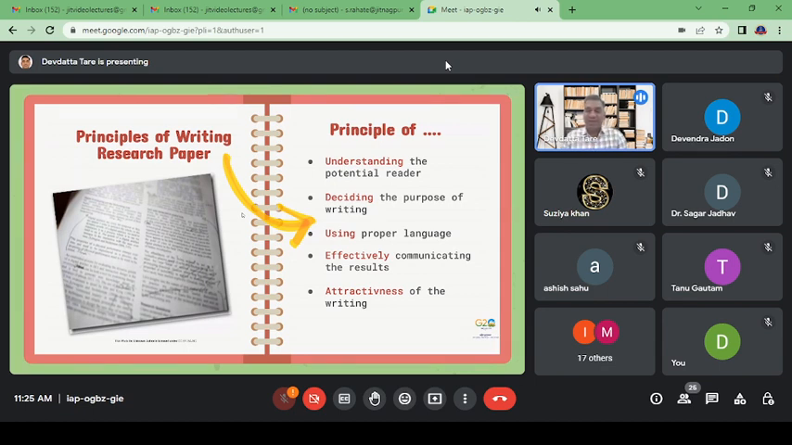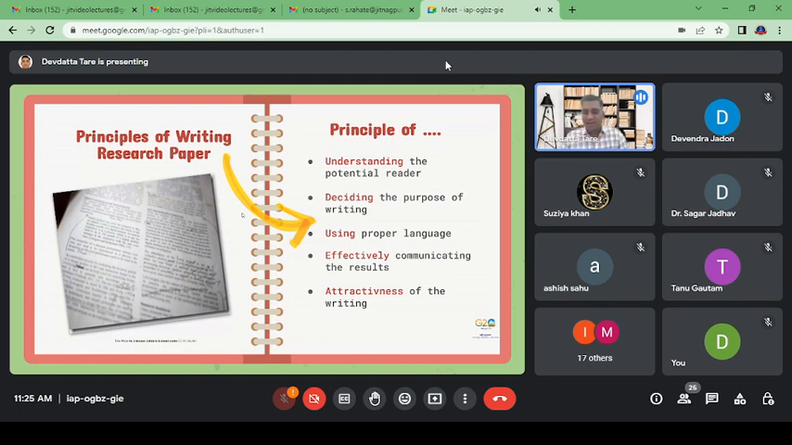Reader's focus is attracted towards it, his attention is grabbed there, and he is interested in how this result has happened, what process he or she has applied. And next is attractiveness of the writing. When I say attractiveness of the writing, you should use simple terms, not try to avoid jargons.